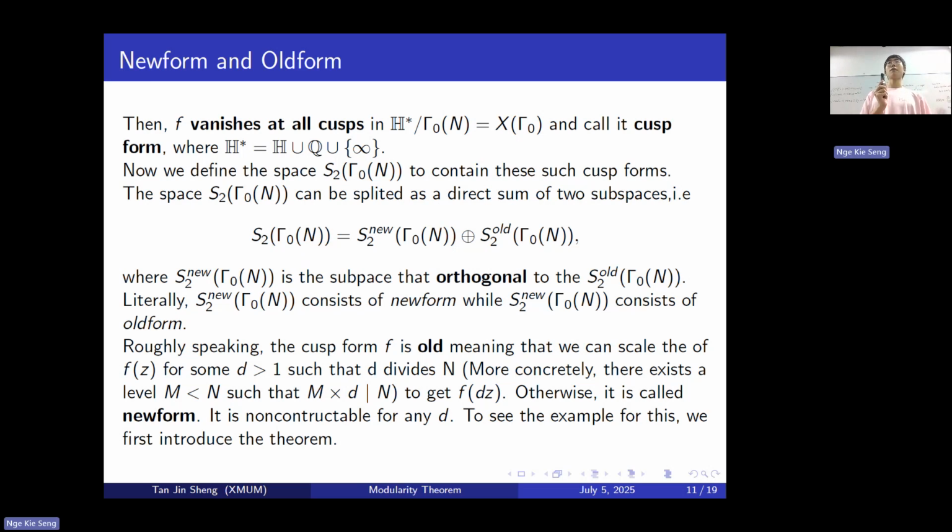To get the f(dz), you can imagine that if f is old, then we can copy it using d, some integer bigger than 0. Otherwise, it is called a new form, meaning that it's non-constructible for any d. To see the example, we first introduce the theorem.